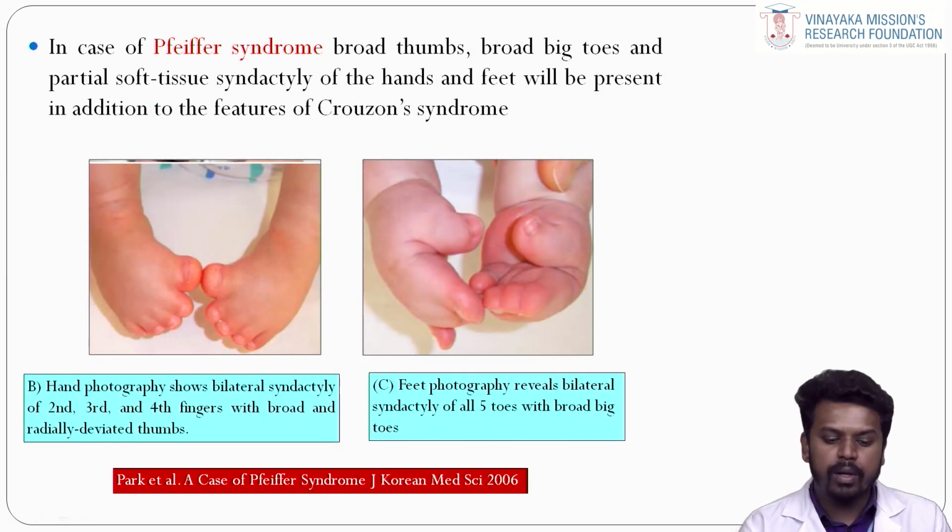In case of Pfeiffer syndrome, broad thumbs, broad big toes and partial soft tissue syndactyly of the hands and feet will be present in addition to the features of Crouzon syndrome. These are the examples of Pfeiffer syndrome. The broad thumbs and broad big toes are seen here.